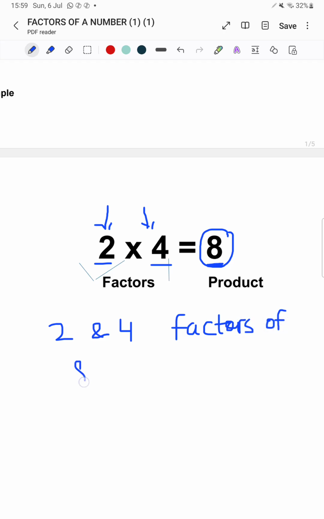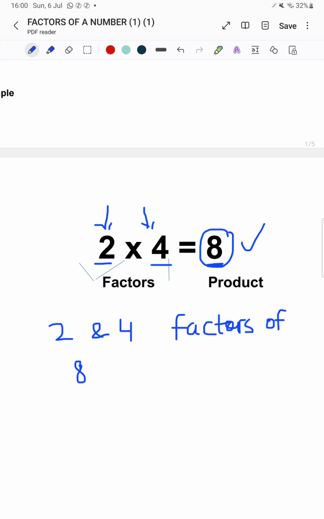So whenever we write a multiplication sentence, the two numbers which we multiply are called the factors, and they are the factors of the number which we get as a result, and the result in a multiplication sentence we call the product.